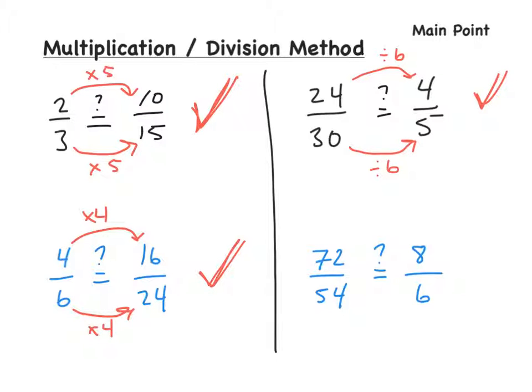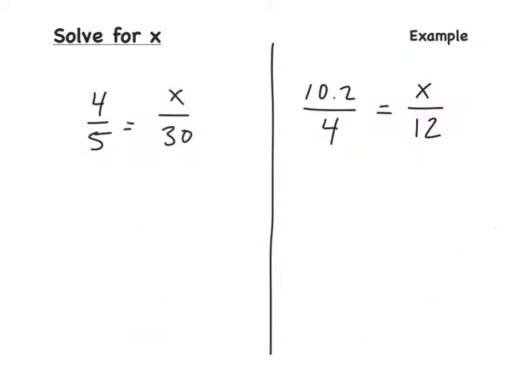So what I want you to do is to pause the video and try this blue one at the bottom. Unpause the video when you're ready to see what I've done. Alright, so I'm going to look at the numerators. I have 72 and I have 8. 72 divided by what equals 8? So 72 divided by 9 is equal to 8. So can we divide 54 by 9 and get 6? Yes, we can. Thus, 54 divided by 9 is 6. Thus, this is proportional.